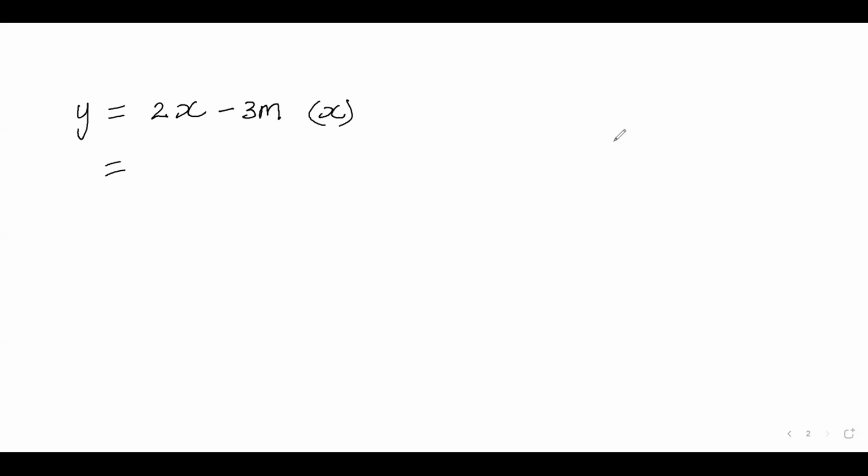To add 3m to remove 3m. So what will you have now? You will have y equals 2x. So you're going to have y equals 3m? That's what you're saying? No, y equals 2x. Y equals? 2x.